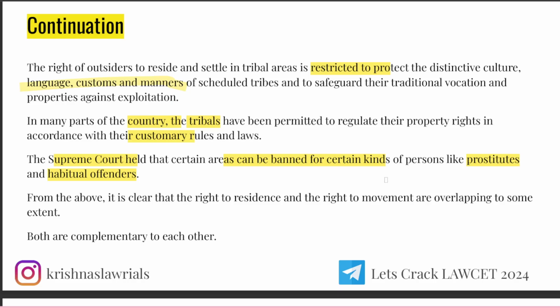So from the above, it is clear that right to residence and right to movement are overlapping. So we saw Article 19(1)(d), that is the right to movement, whereas 19(1)(e) is the right to reside, and both are similar. They have only a few differences and they are a bit overlapping, but at the same time they are complementary to each other.